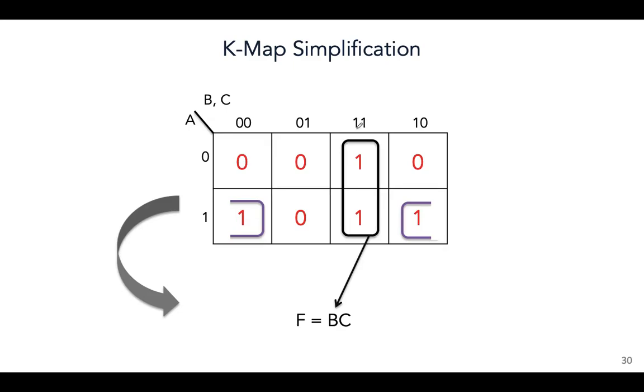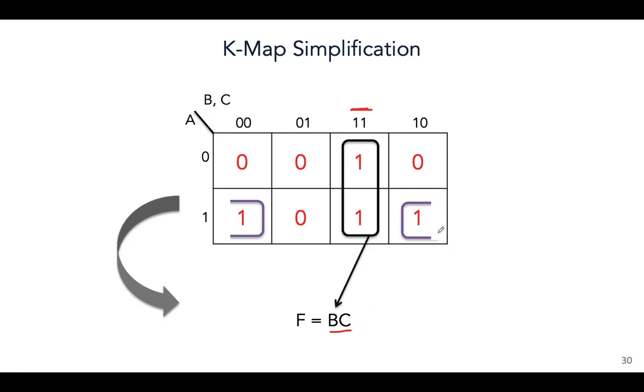You have to look at those variables which do not change within this group, right? Now in this group you can see that A is 0 and A is 1. So A changes, A does not remain constant. But in this case, both B and C remain constant. The value of both B and C remains 1 for this entire group. So the name of this group is BC, right?